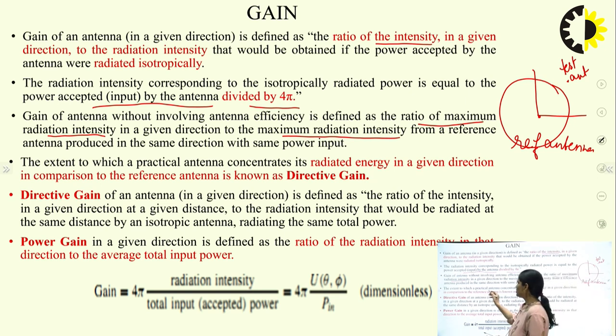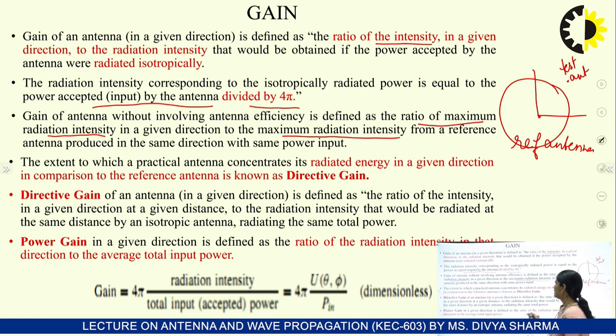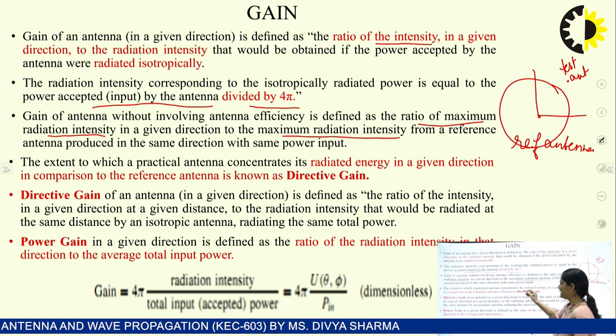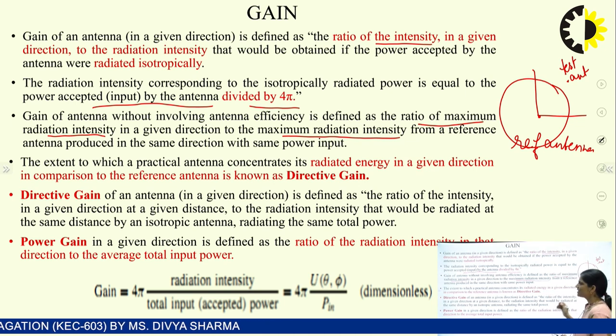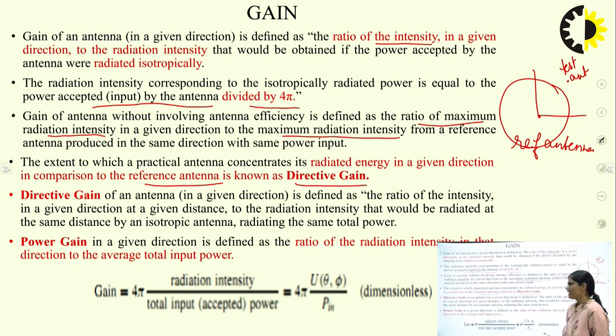Now, this is not practically possible, but we are considering here a practical antenna under idealistic conditions, so you can consider it as an isotropic antenna. Now, the extent to which a practical antenna concentrates its radiated energy in a given direction in comparison to the reference antenna is known as directivity, or directive gain. And directive gain of an antenna is also defined as the ratio of the intensity in a given direction at a given distance to the radiation intensity that would be radiated at the same distance by an isotropic antenna.